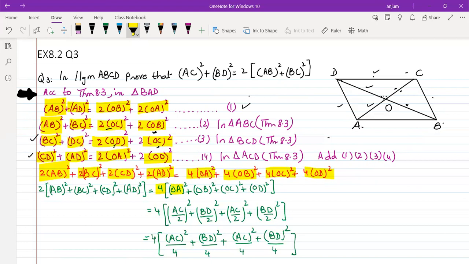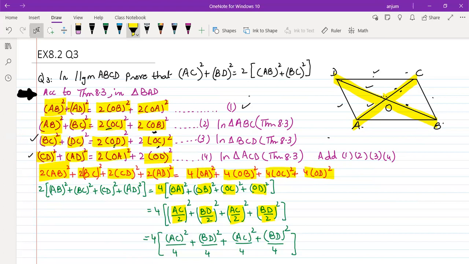Now I can write this OA. This OA is actually half of AC. This is full AC, and this OA is half of it, so I'm writing it as AC divided by 2. Similarly, I'm writing OB as BD divided by 2. This is OB, and it is half of the full BD. Similarly, I can write OC as half of AC, and OD is half of BD. Now we have AC square by 4, BD square by 4, AC square by 4, and BD square by 4.